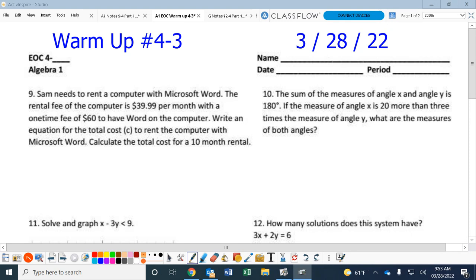Today's warm-up for 4-3 is going to have a lot to do with systems of equations. You've got some graphing to do on inequality, which is good review because we haven't seen that in a while. So hopefully these things will help you be prepared for that EOC that we are going to take in May.